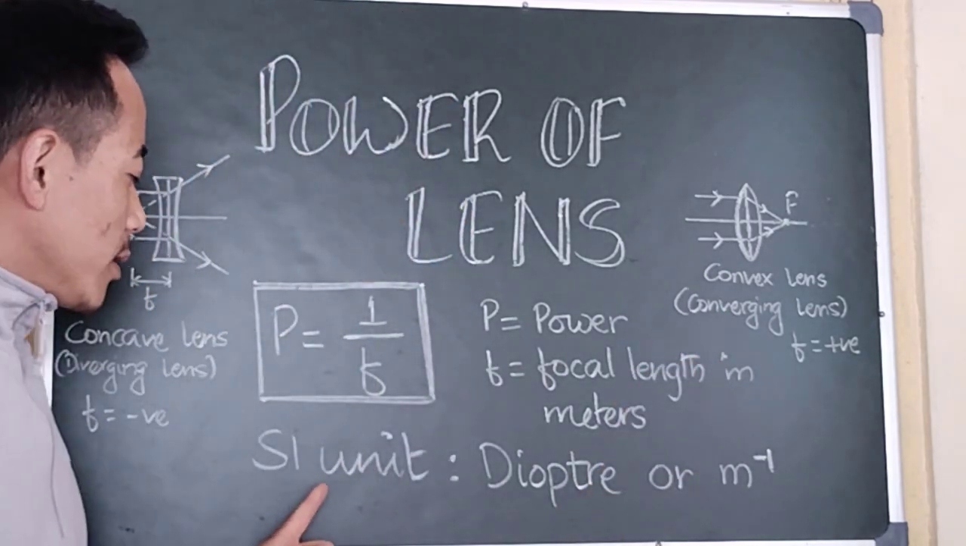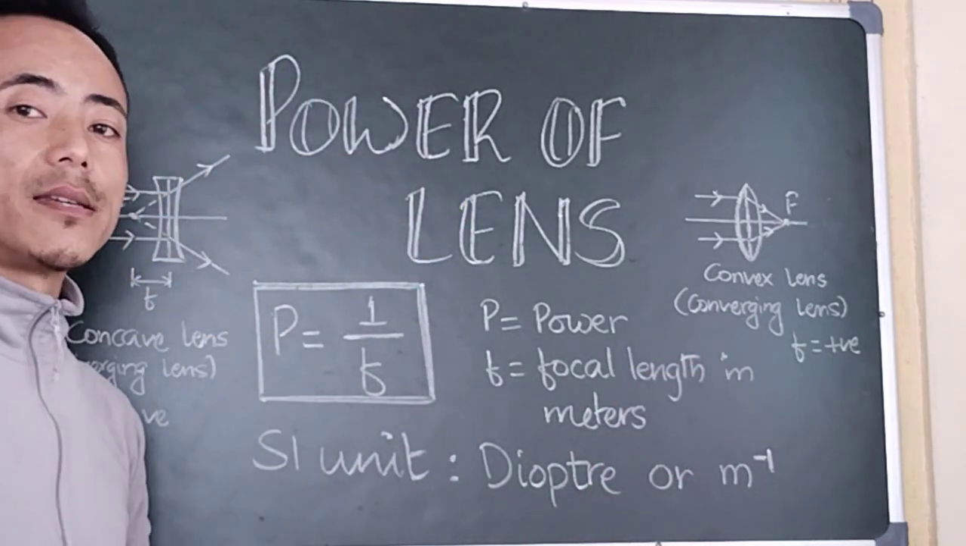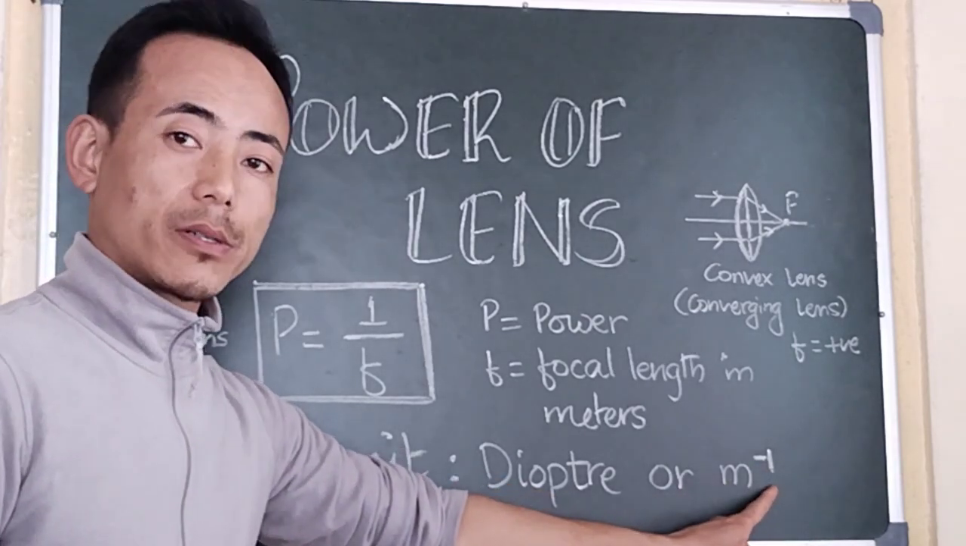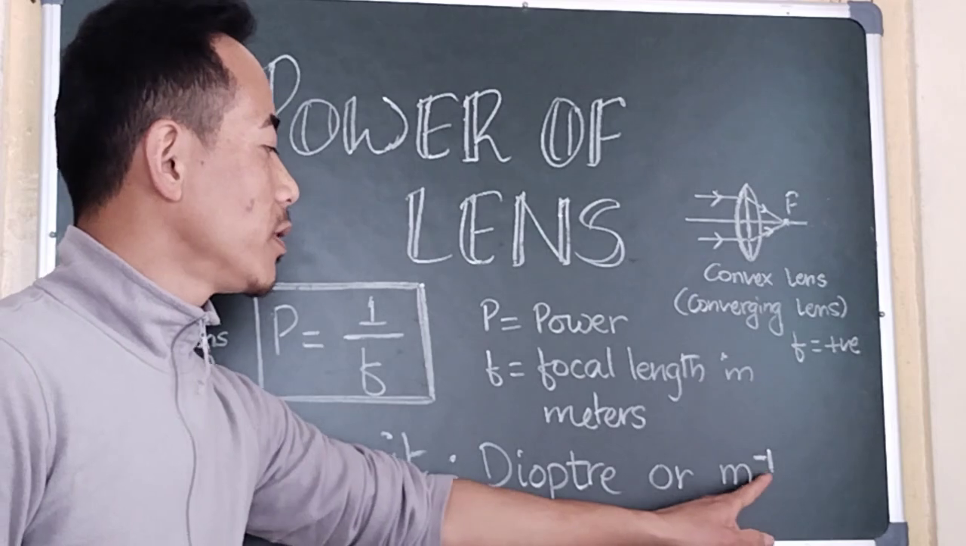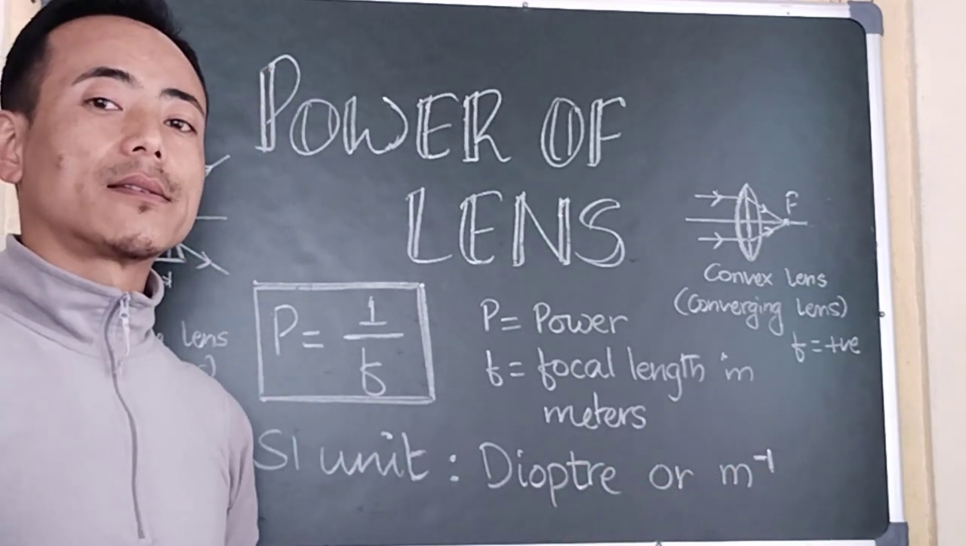Now the other thing that they might ask you is the unit. The SI unit for the power of a lens is the diopter, or you can also write it as meter inverse. So meter inverse or diopter is the SI unit for the power of a lens.